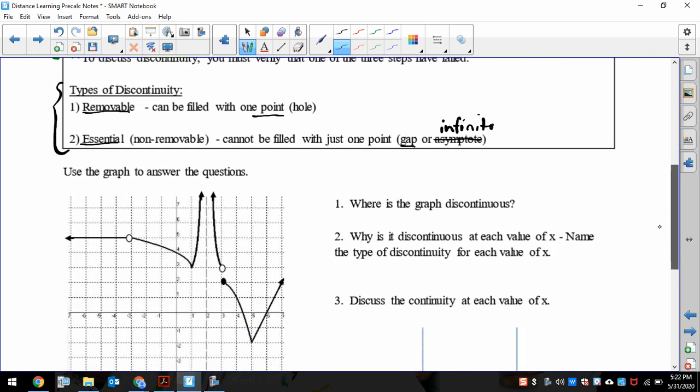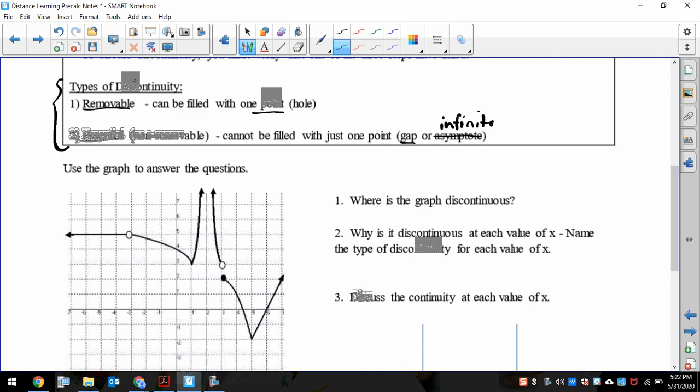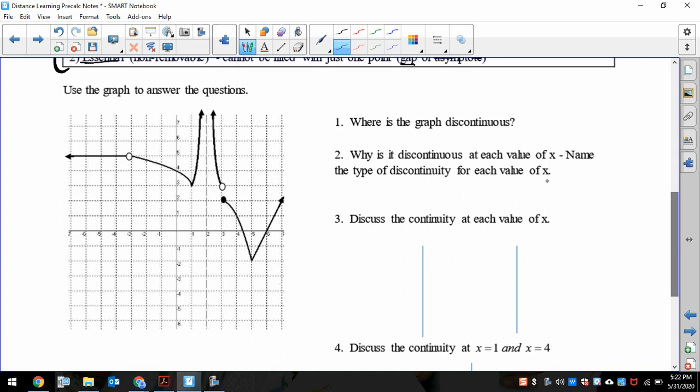So let's go ahead and jump into some examples. We'll keep these types of discontinuity in mind. It says, where is the graph discontinuous? I see multiple locations where the graph is discontinuous. Let's go ahead and list them. The first location is right here at -3. You can see that there's a hole. So we'll say x = -3.